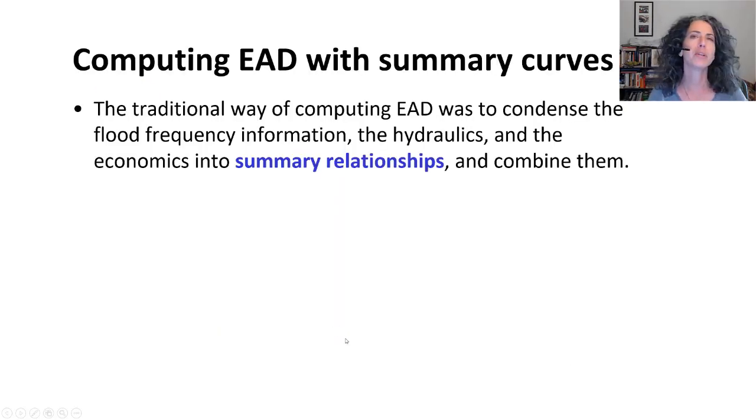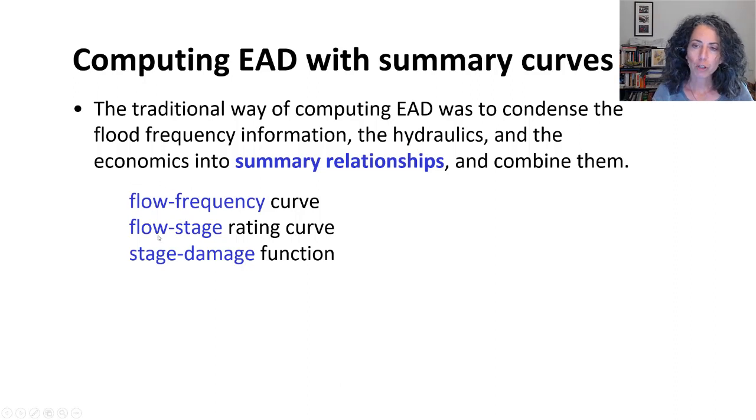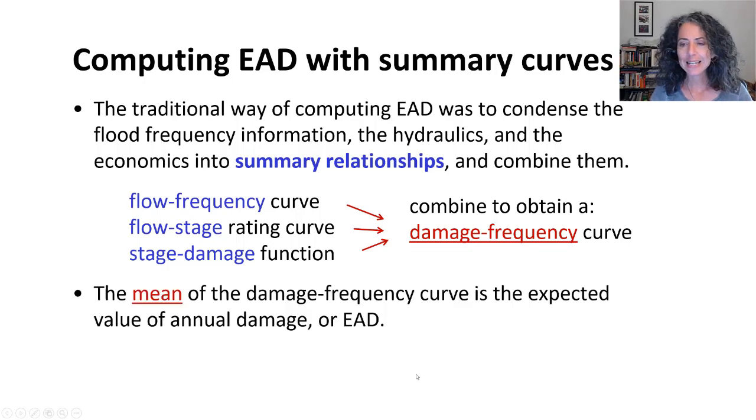So how do we compute EAD? Well, it's traditionally done by condensing all of our hydrologic and hydraulic and economic analyses into 3 summary relationships and combining those 3 relationships. So we have the flow frequency curve that we've been looking at in this class. We have a flow stage rating curve, and we have a stage damage function. Now, since we have flow in 2 of the curves and stage in 2 of the curves, that leaves us with just damage and frequency. So when we combine these 3 curves, we can create a damage frequency curve. The EAD is just the mean of the damage frequency curve.